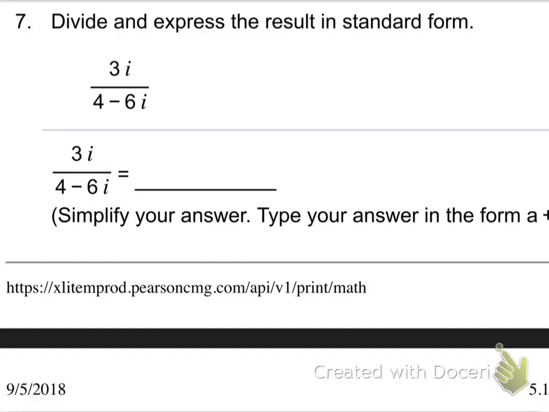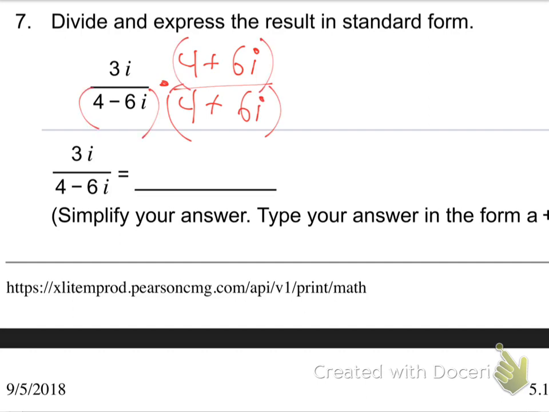All right. You know what to do. So you're going to multiply top and bottom by what? 4 plus 6i. Right? Same as the denominator, but opposite sign in the middle, called the conjugate. So just multiply on the top, multiply on the bottom.